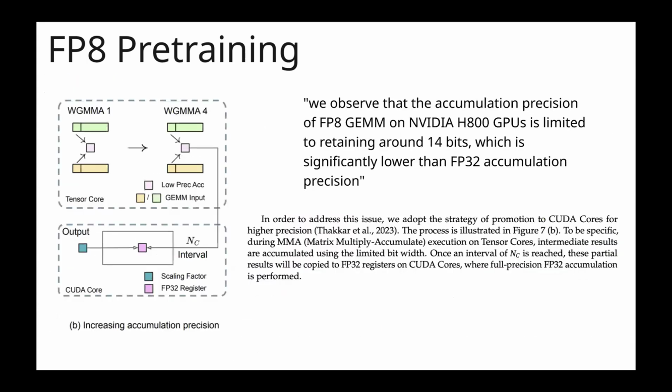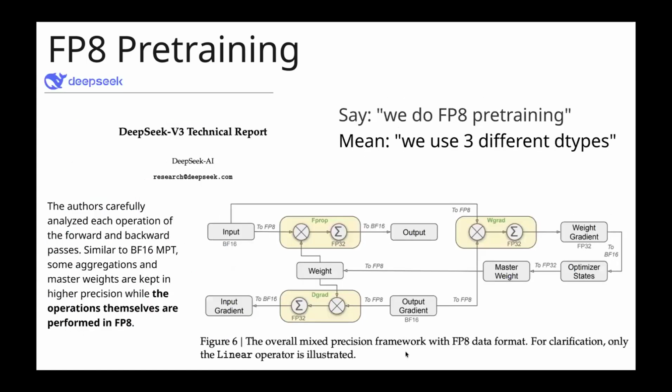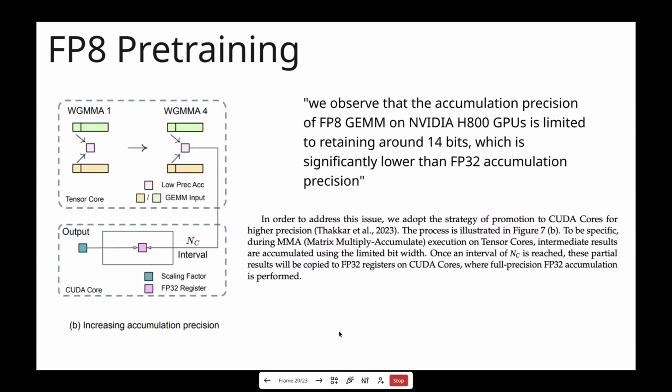In the book, they also covered the tiling and online quantization. I will not cover them in this presentation, but I wanted to devote 2 or 3 minutes to a really clever trick of increasing accumulation precision that DeepSeek found. So they tried to implement this the naive way, and by naive, I mean this exact specific thing. And they found that the accumulation precision of FP8 GEMMs on NVIDIA H800 GPUs is limited to retaining around 14 bits, which is significantly lower than full precision accumulation.